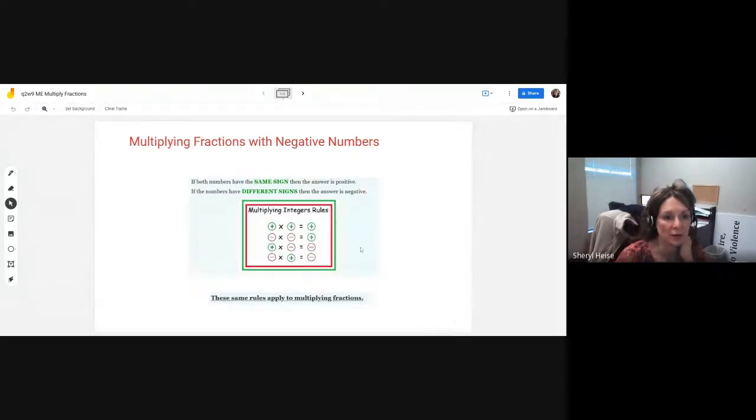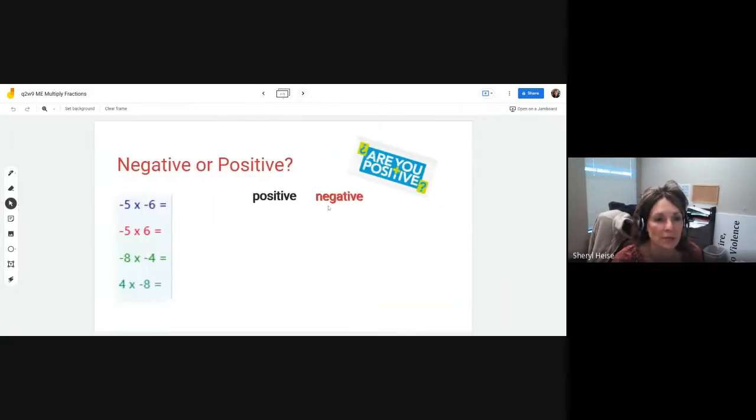Okay, so if both numbers have the same sign when you're multiplying, the answer is always positive. If the numbers have different signs, then the answer is always negative. This works for both multiplying and dividing, but today we're just going to be talking about multiplying fractions that have a negative number involved. Okay, so before we get to fractions, let's quickly review these rules for multiplying with negative numbers.